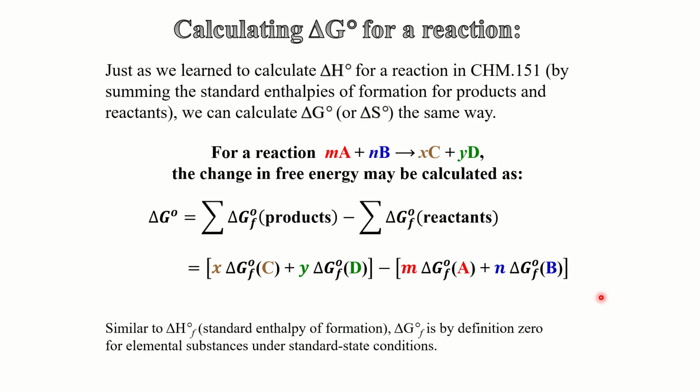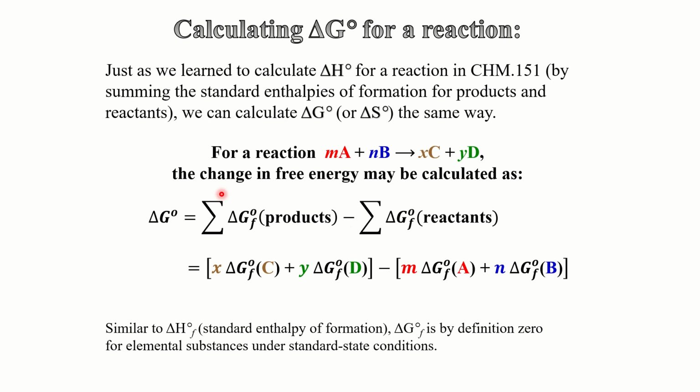All right, next we're going to slightly change gears and learn how to calculate delta G naught. Remember, this little symbol right here is referred to as a naught and it means standard. So in Gen Chem 1, we learned how to calculate delta H naught values for a reaction by summing the standard enthalpies of formation for the products and the reactants.